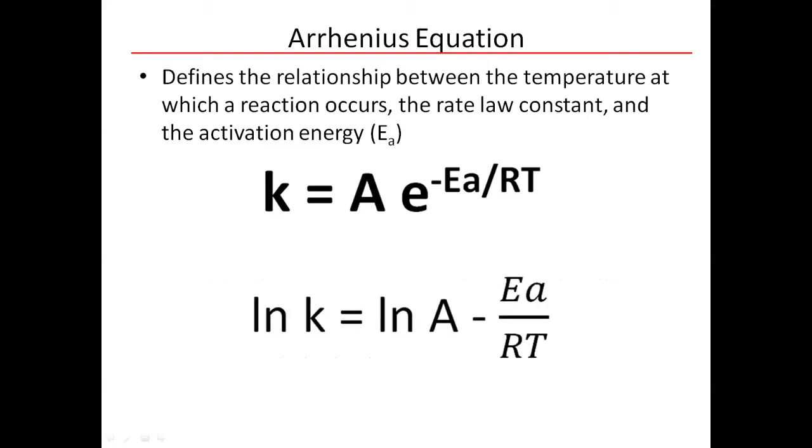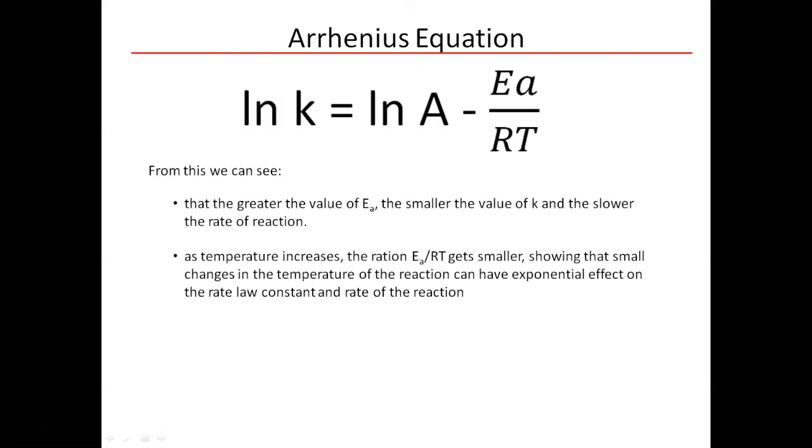Now, we can take this equation and take the ln of both sides and manipulate it, which helps to get rid of the e and puts it in a form that's of much more use, where ln of k is equal to ln of A minus EA, my activation energy, divided by R times T. Now this format is much more useful because we can see a couple of things. The greater the activation energy, the smaller my rate law constant. The other thing we can see is that my change in temperature will have a drastic impact on my rate law constant because my activation energy is divided by my temperature.